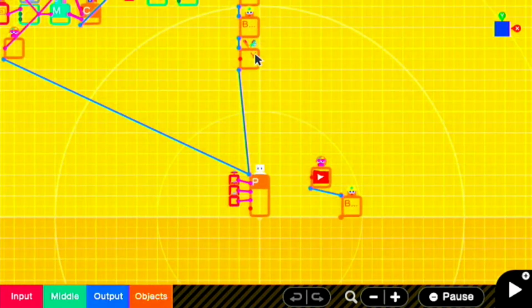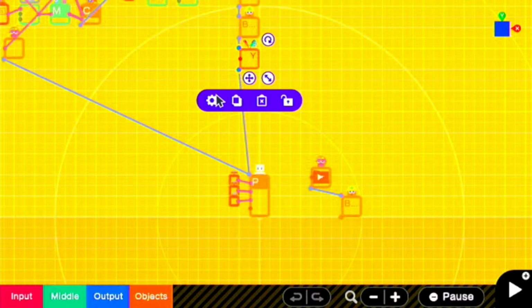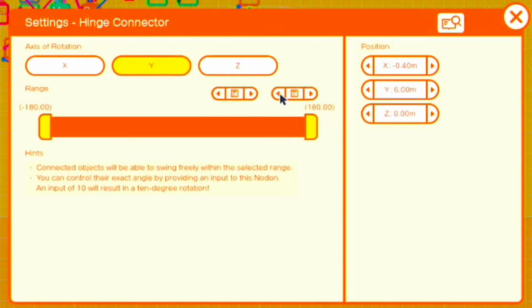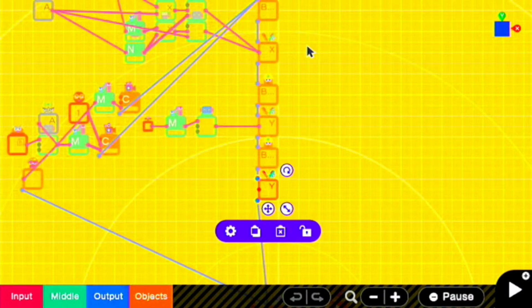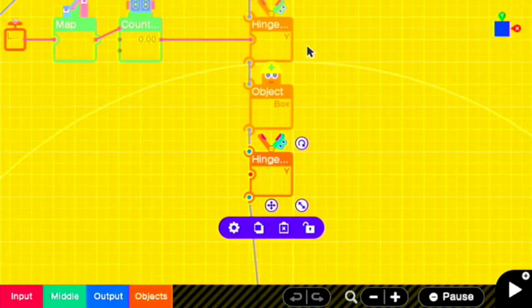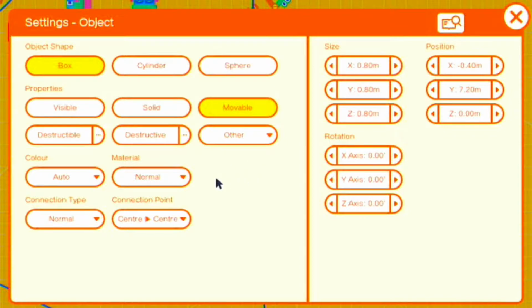So that's the entire thing. It only costs about 30 nodons. So this one, don't touch anything for that one. So that'll make the camera stay fixed. And now, that box should be center, and it should only have movable activated.